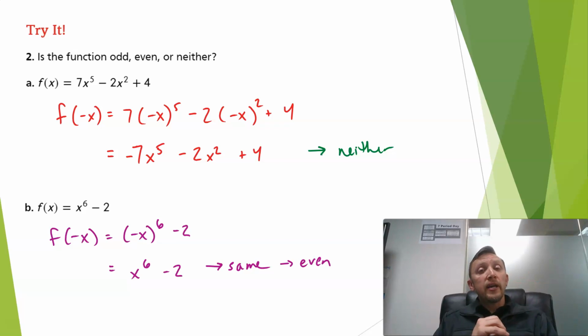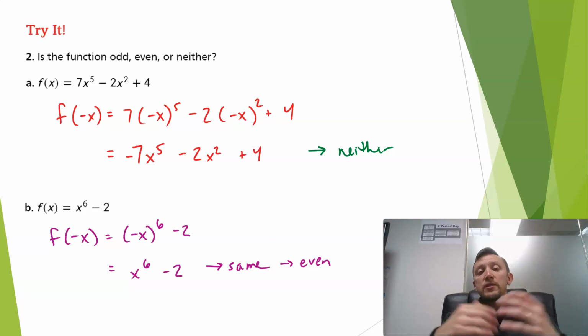So that one, when you put negative x in there for x, we'd have negative x to the 6th power. Now, any negative number raised to an even exponent is always positive. So negative x to the 6th, since 6 is an even exponent, would simplify to be a positive x to the 6th. And then minus 2 would stay the same.